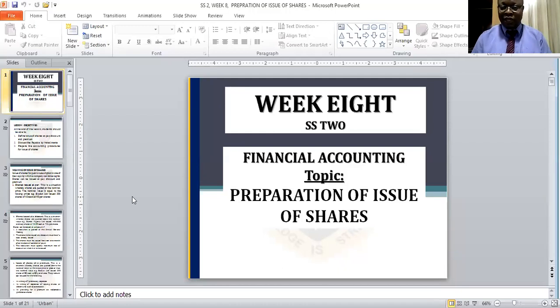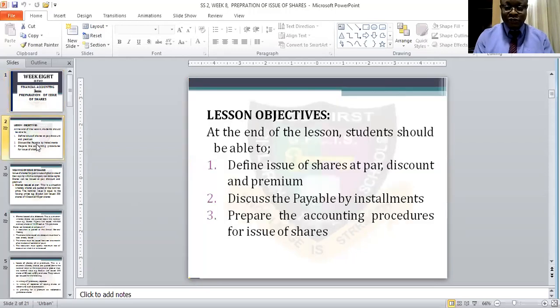But today, we want to look at the preparation of the issue of shares. This is the accounting procedures for preparing the issue of shares. Before I proceed, I would like to share the lesson objectives with you. At the end of the lesson, students should be able to define issue of shares at par, discount, as well as premium, discuss payment by installment, and prepare the accounting procedures for issued shares.